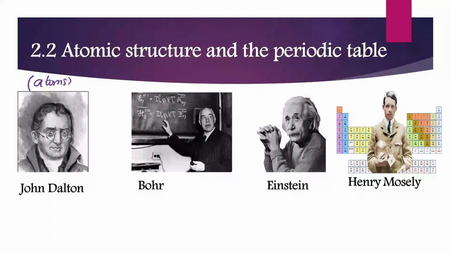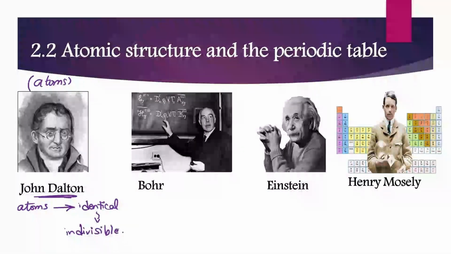Over 200 years ago, the scientist John Dalton developed his atomic theory. He stated that the atoms of any one element were identical and that each atom was indivisible. So the atomic theory, according to John Dalton, is that the atoms of any one element were identical and that each atom was indivisible.